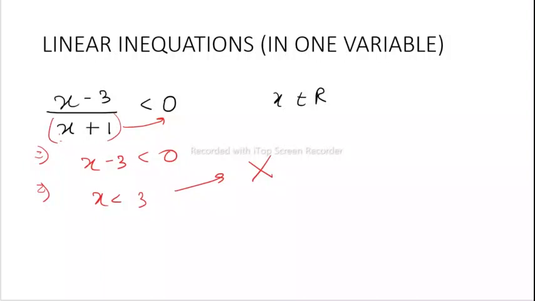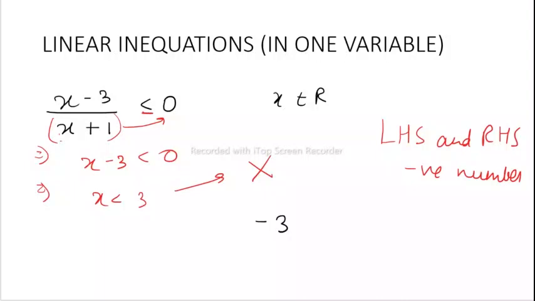If x plus 1 is negative, if you are multiplying or dividing the LHS and RHS of a linear inequation with a negative number, then this sign will change. I can very easily prove it.